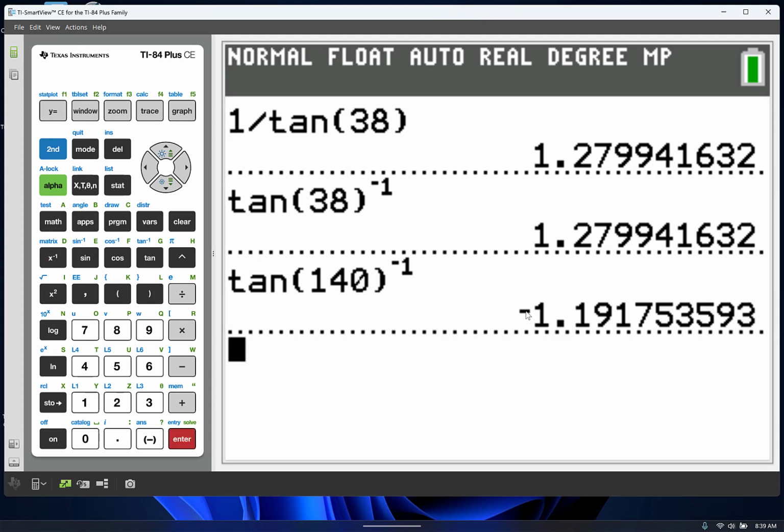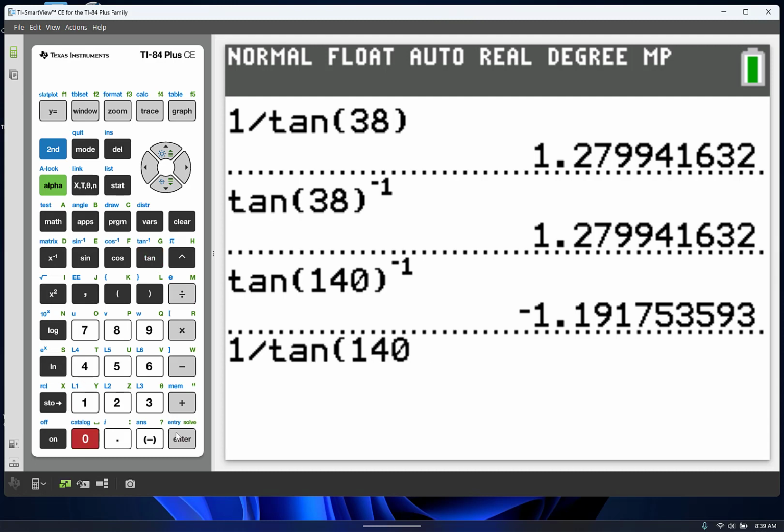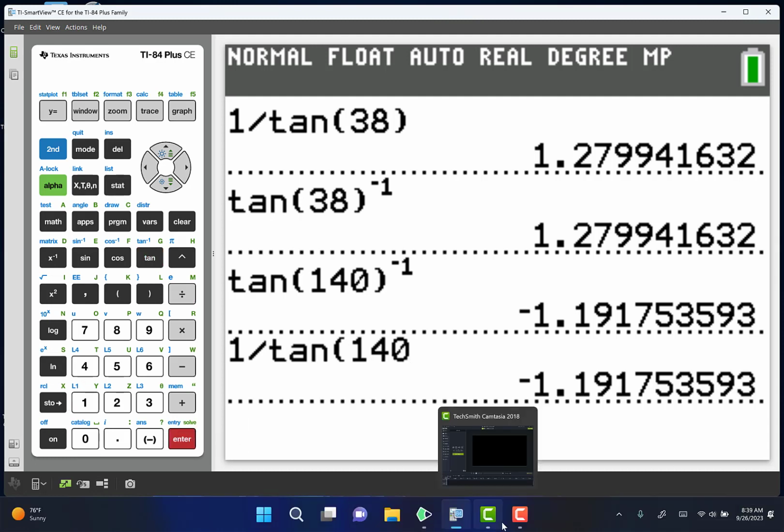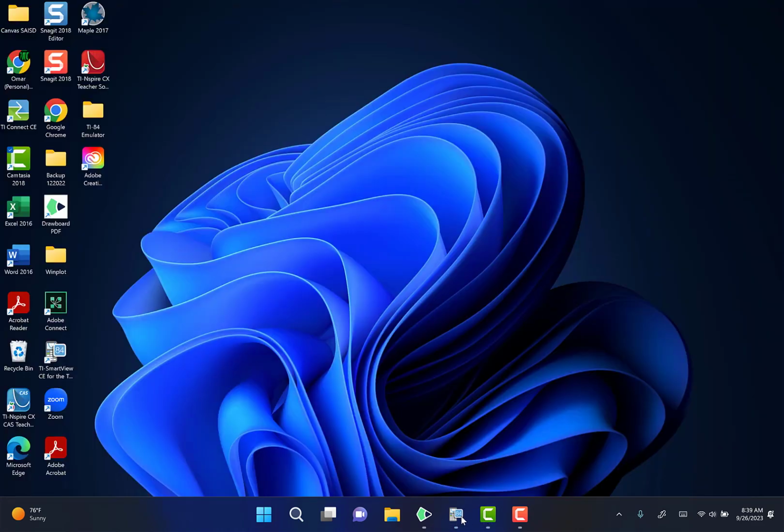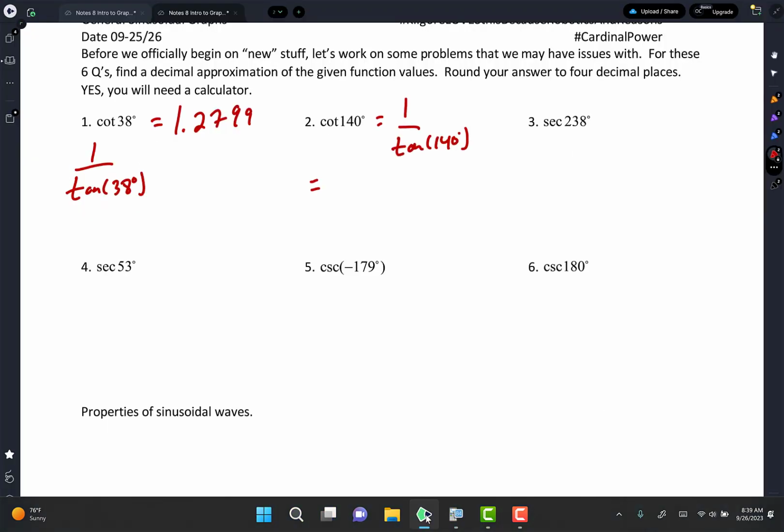The negative should not surprise you guys. Negative 1.1917. You don't have to do it like that. You can do 1 divided by tan of 140, and it's the same thing. See? Negative 1.192, rounded.